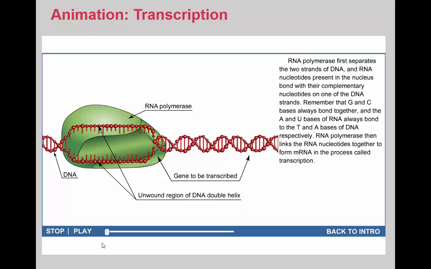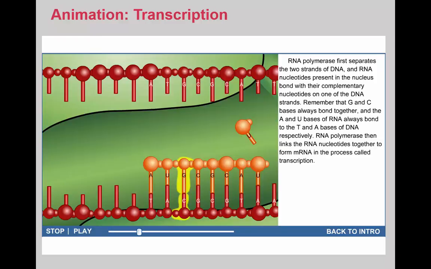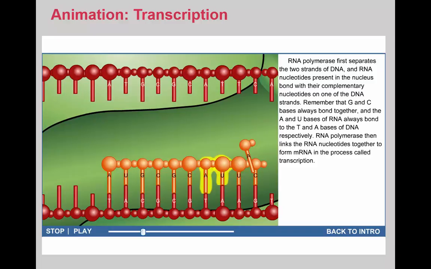Now, there's a really good image here. I'm not going to let you listen to it, but I did just want to show you. So here, this green structure in the back, this is the RNA polymerase, and of course, this is our DNA double helix. So the first thing polymerase does is it unzips, or it unwinds, or it separates the double helix in half. And then once it has separated it, you'll notice it's going to find RNA nucleotides that are out in the cell, and it's going to bind them to the DNA nucleotides.